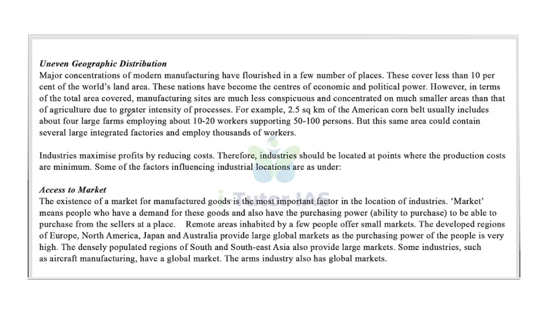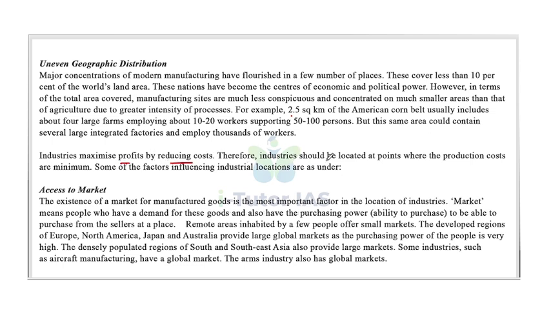However, in terms of the total area covered, manufacturing sites are much less conspicuous and concentrated on much smaller areas than that of agriculture due to greater intensity of process. For example, 2.5 square kilometers of the American Corn Belt usually includes about 4 large farms employing about 10 to 20 workers supporting 50 to 100 persons. But this same area could contain several large integrated factories and employ thousands of workers. Industries maximize profit by reducing cost.